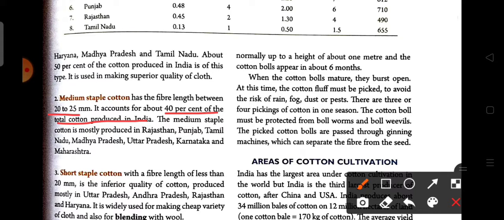Now the areas where the medium staple cotton is produced are Rajasthan, Punjab, Tamil Nadu, Madhya Pradesh, Uttar Pradesh, Karnataka and Maharashtra. So here we see that only 40% of the total cotton produced in India is medium staple cotton, and the best one is the long staple cotton.